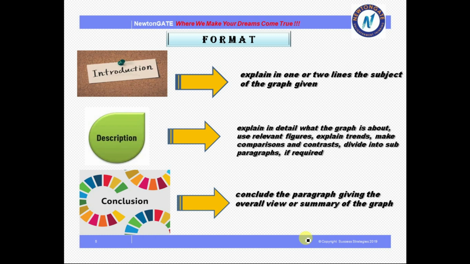One should keep in mind that one must not include any personal opinion, conclusion or observation. You should simply stick to the facts. The key to a good analytical paragraph is to choose wisely the important information, organize it well, state correct facts and summarize it properly. So conclude the paragraph by giving the overall view or summary of the graph.